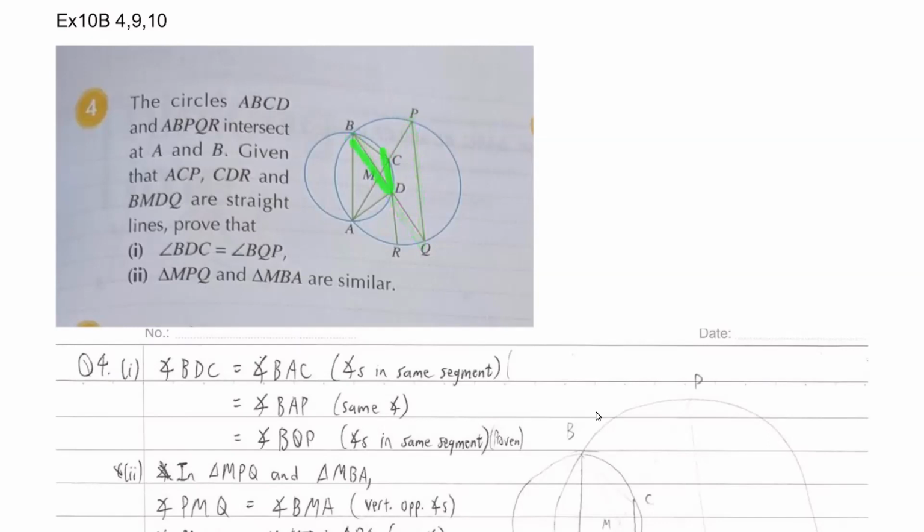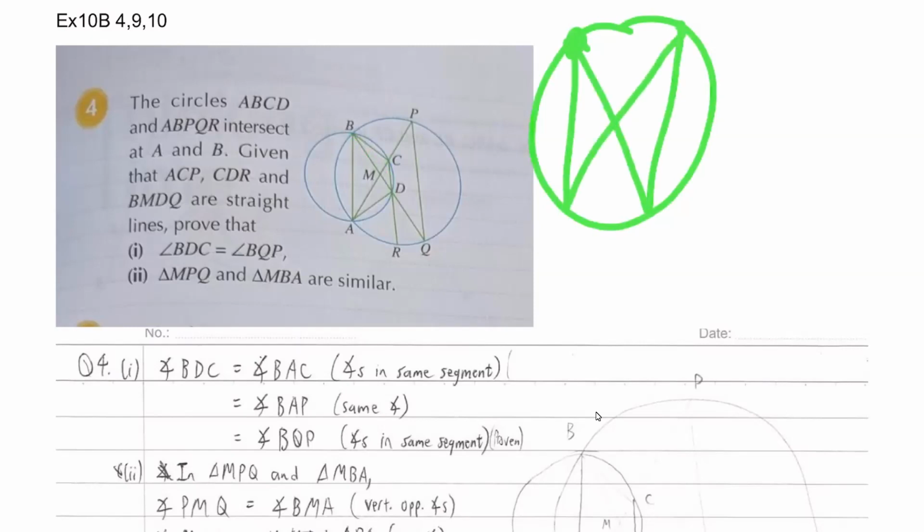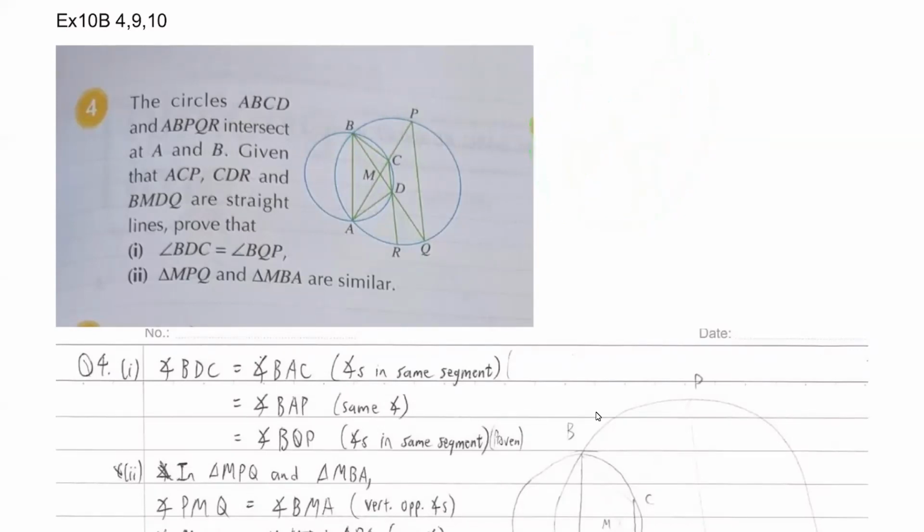But you cannot just say angles in the same segment straight away. This is not the case, because we do not have the correct situation. Angles in the same segment requires, within one circle, 4 points on the circumference, and this angle and that angle are the same. This is not so direct.